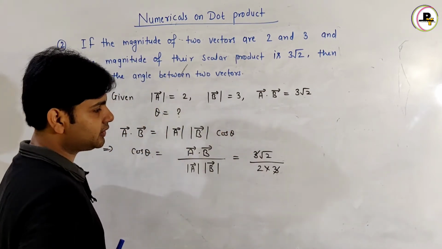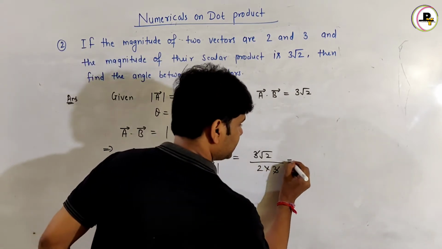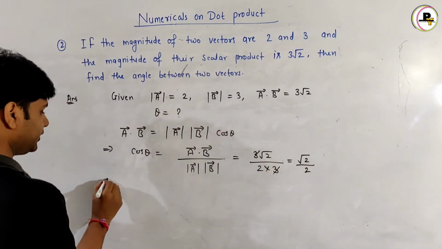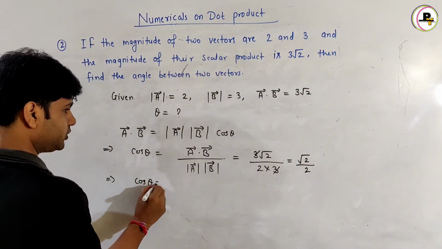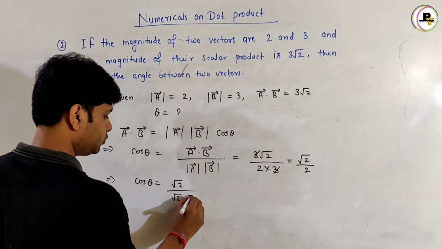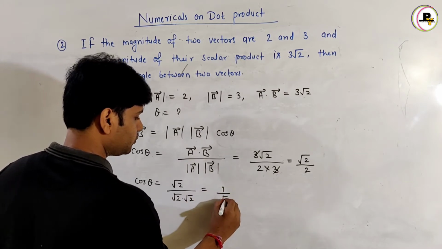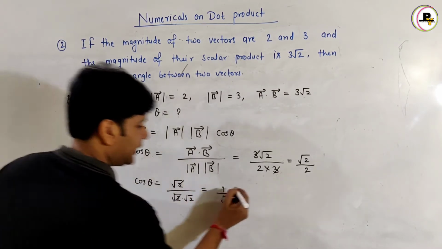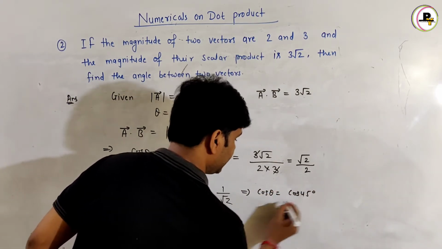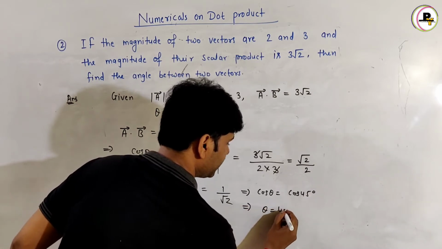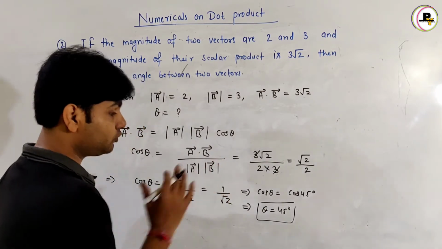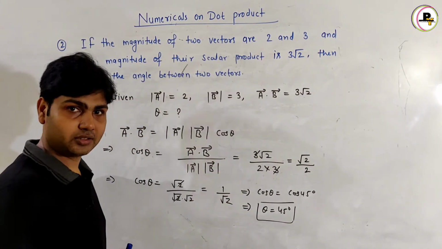Now 3 gets cancelled from both the numerator and denominator and this is equal to root 2 upon 2. Therefore cos theta equals root 2 upon 2, which can be written as root 2 into root 2 upon root 2 into 2, that is equal to 1 by root 2. Therefore cos of theta equals cos of 45 degrees, and therefore theta is equal to 45 degrees. So the angle between the two vectors is 45 degrees. Alright, this is question number 2, which is also quite an easy question.